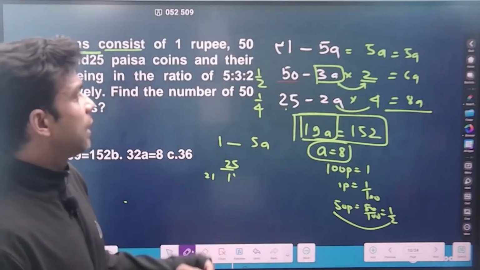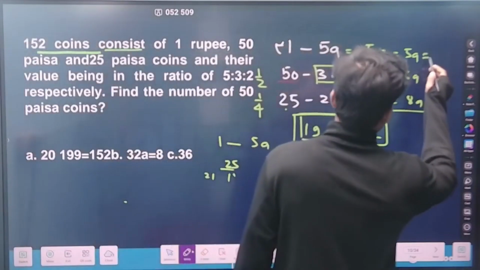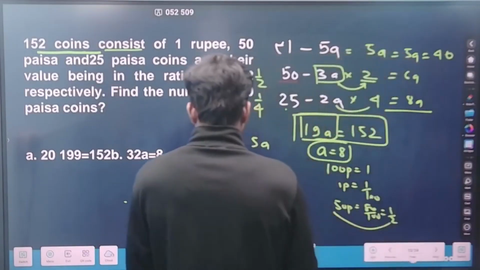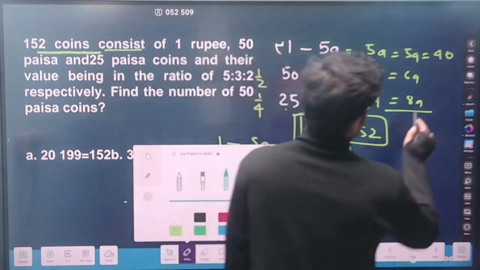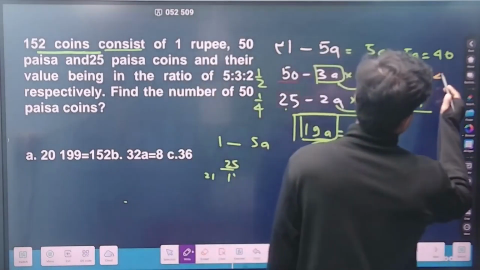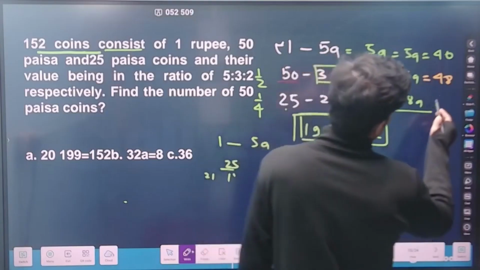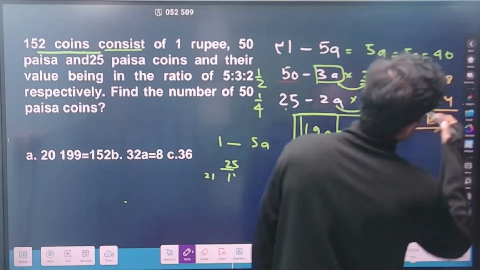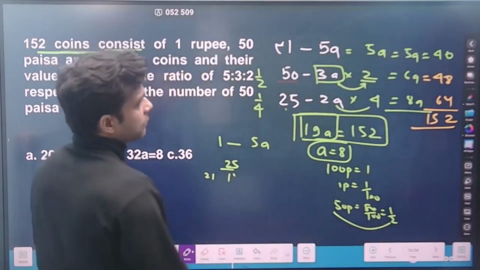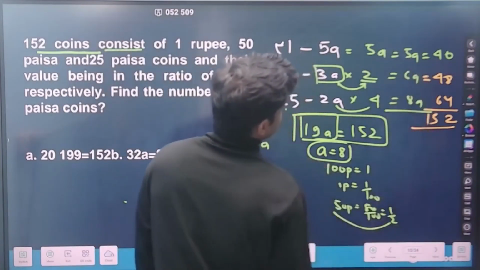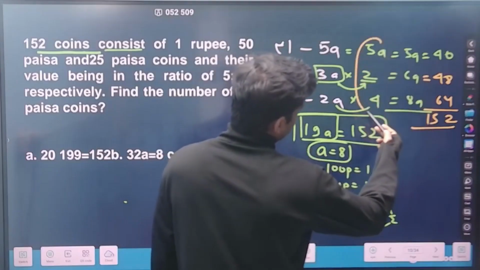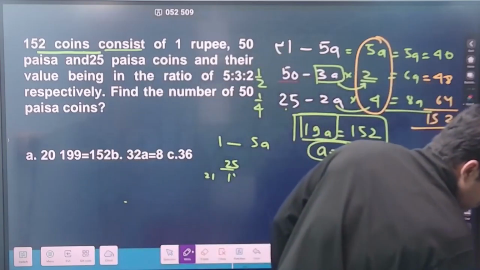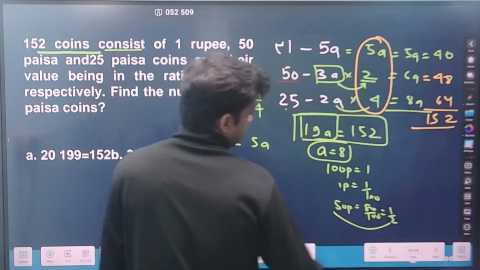So you can now see that the 1 rupee coin would be how much? 8 5s are 40. See if the logic is correct or not. Now 6 8s are 48 and 8 8s are 64. See, 152 is coming. So this is basically 5A, 6A and 8A. These are the number of coins, everyone. I am multiplying the number of coins with the number of coins. Okay, fine.